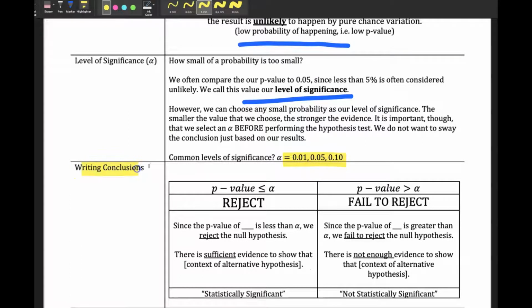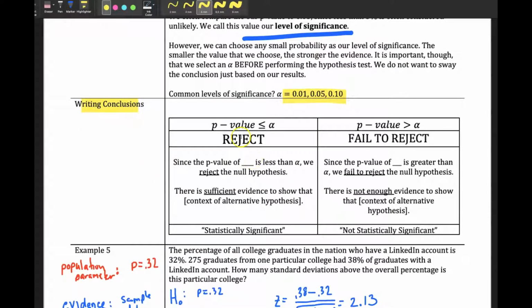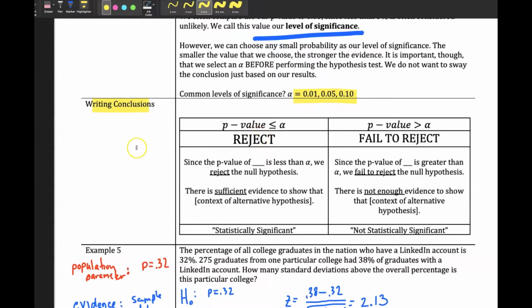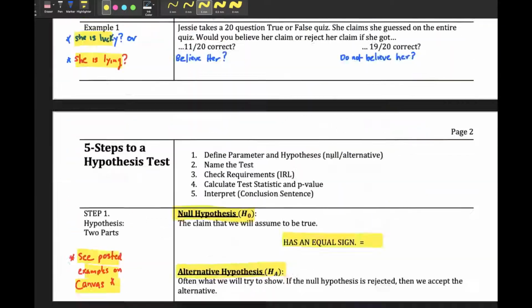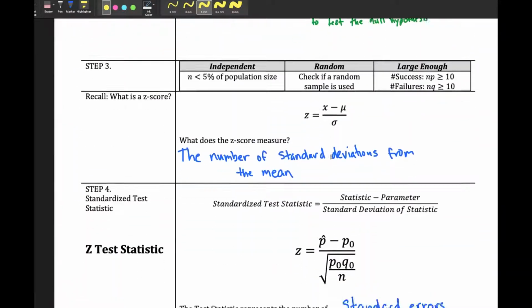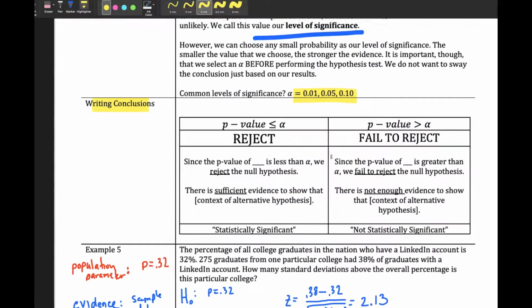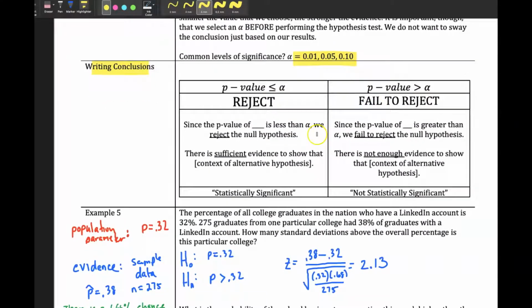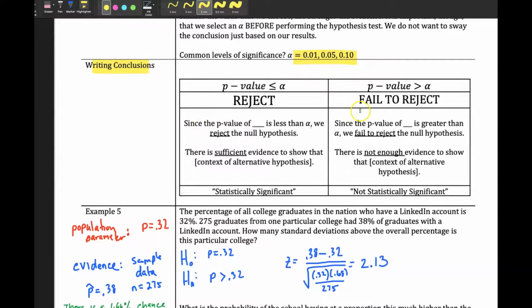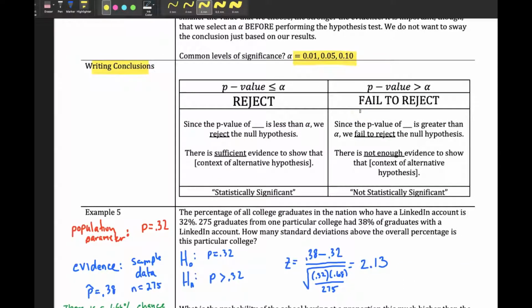Once we have the results, we write a conclusion. We'll practice that, but our conclusion is going to be based off of whether our p-value is smaller than the level of significance. It will be based off of that. Is it smaller than our level of significance, smaller than or equal to, or greater than? And we use this language of reject the null hypothesis, or fail to reject. That's our language we're going to use.